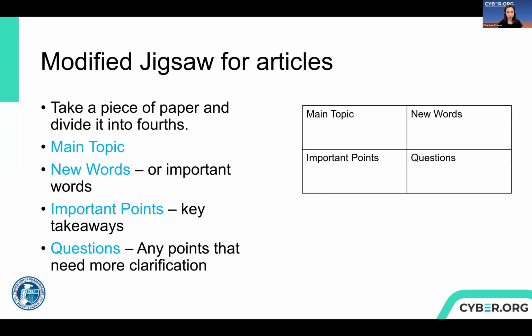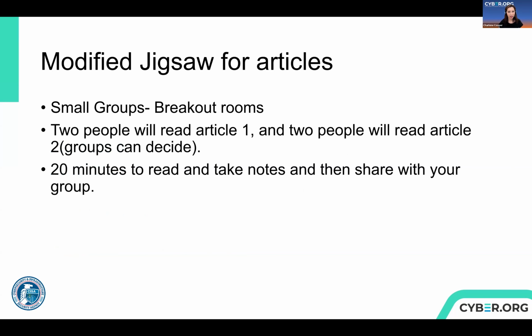And then what we're going to do from here is send you into breakout rooms. And I think I have it set up so that there will be 3 breakout rooms. And in your breakout rooms, you can have 1 or 2 people read Article 1 and then 2 people read Article 2. And once you get into that breakout room, you can decide. I have 20 minutes on here. We'll judge and see if you need more or less time. 20 minutes seems to be about the needed time to read through your article, take notes, and then share with your group.